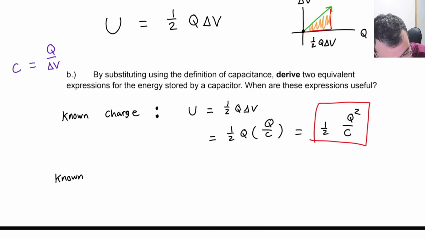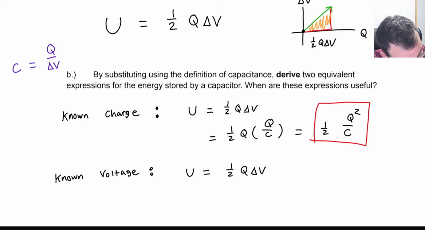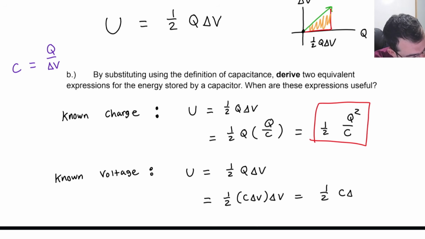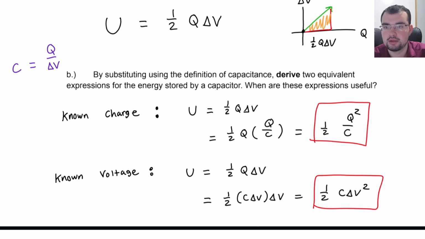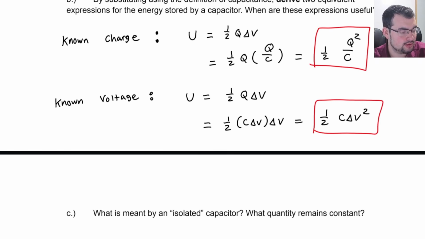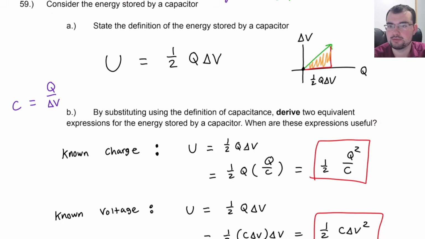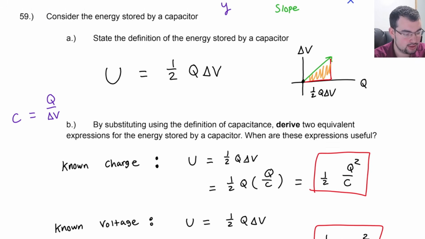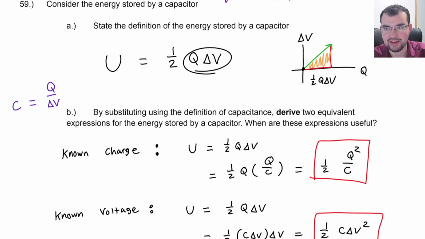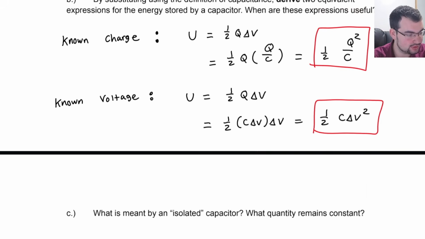And if we have a known voltage, we'll do a similar substitution, except if we solve for Q, we can find that Q is equal to C delta V. So we get 1/2 C delta V squared. So this is helpful if we have like a battery that's enforcing a potential difference. And when I say useful, I mean in terms of determining factors of change without having to figure out both Q and delta V. Usually you'll know how one of them changes or stays the same.